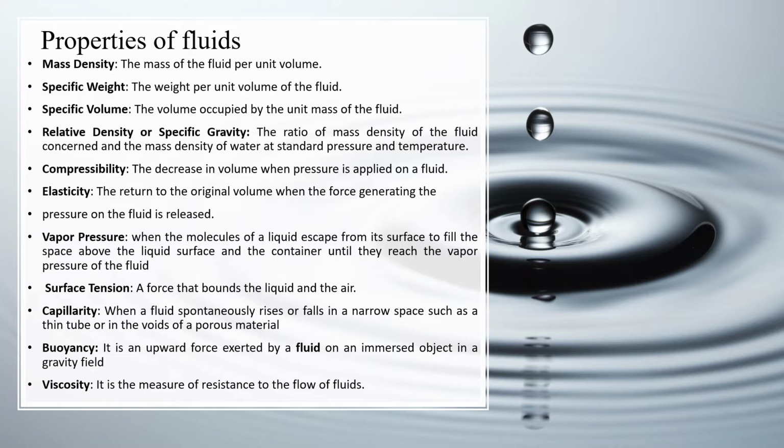We have the compressibility, which is when a pressure is applied on a fluid, the volume naturally decreases, which relates to the elasticity, that when this pressure is released, the fluid should return to the original volume. Then we have the vapor pressure, the surface tension, which is a force that makes the liquid form a layer at the surface and is caused due to the cohesive force between the molecules of the fluid. Then we have the capillarity and the buoyancy, and finally we have the viscosity, which is the most important thing.